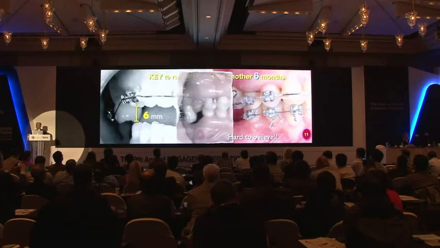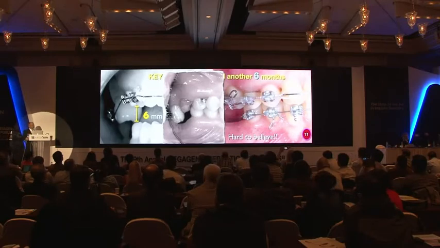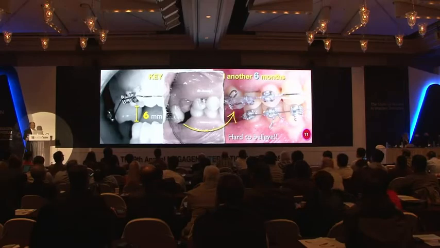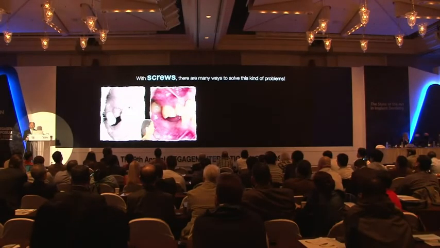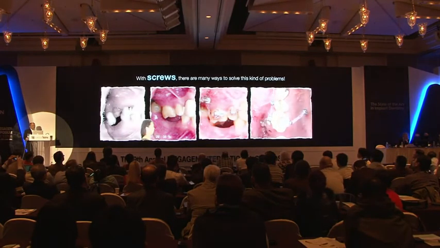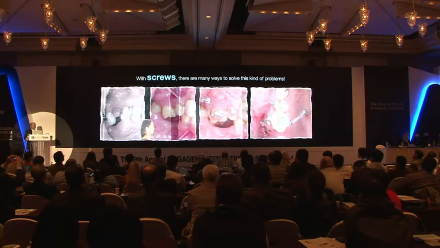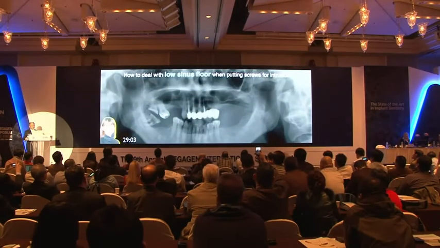So it's hard to believe that in 11 months of treatment, we're able to intrude 6 millimeters and close the space. So it will be easy for you to perform a dental implant down below. It's right here. It's hard to believe. So there are many ways to solve this kind of problem. You can improvise with different approaches if the theory is right.